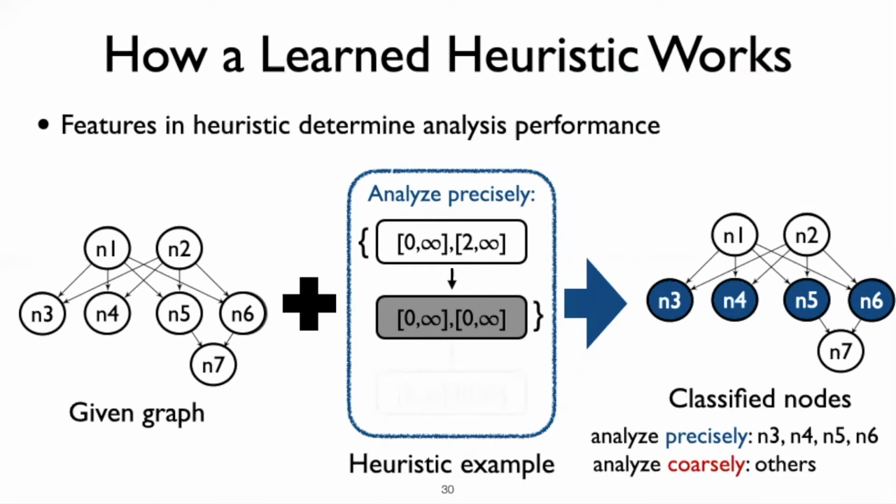Obviously, the features determine the performance of the heuristics. For example, if the feature is changed not to consider the successor, it additionally chooses the nodes N3 and N4. With such classification, the main analysis will become more precise yet more expensive, as it analyzes more nodes precisely.